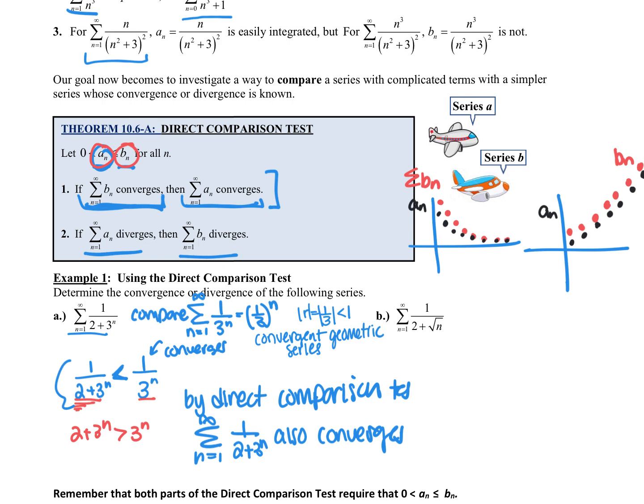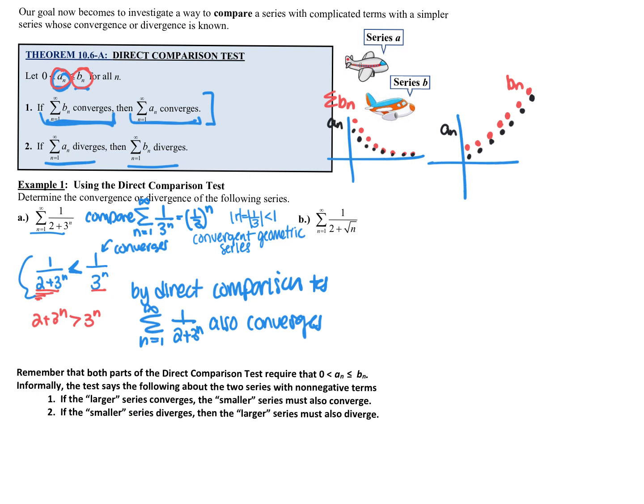So now let's look at a slightly more complicated example here. 1 over 2 plus the square root of n. So this looks a lot like the series 1 over the square root of n, which is a p-series with p equal to 1/2. So this diverges by the p-series test because this is less than 1. So this is a divergent p-series.